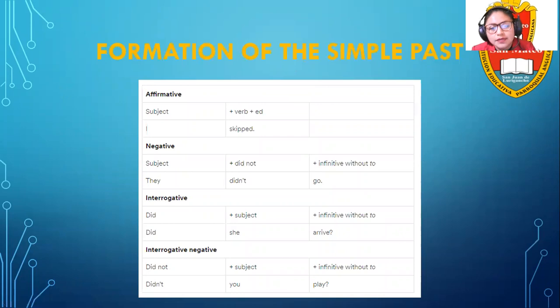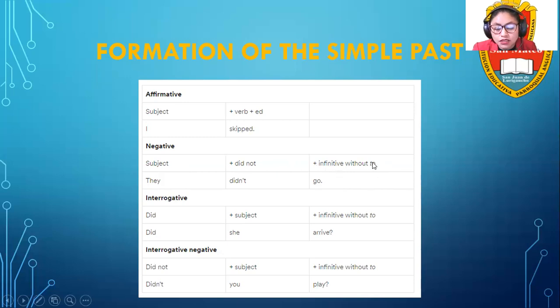Formation of the simple past. Here we have the formation, right? In affirmative way, you have the subject and the verb plus ed, right? Pero, ¿qué pasa? Ed es cuando es un verbo regular. Si es un verbo irregular, vas a tener que fijarte a tu lista de verbos irregulares y utilizar la forma en tiempo pasado. In the negative, you have the subject, the word did with not, right? Didn't. The infinitive, ok, without to.